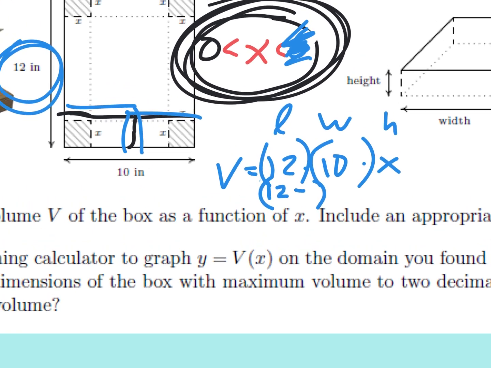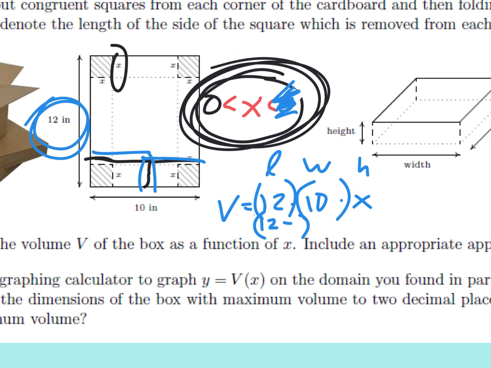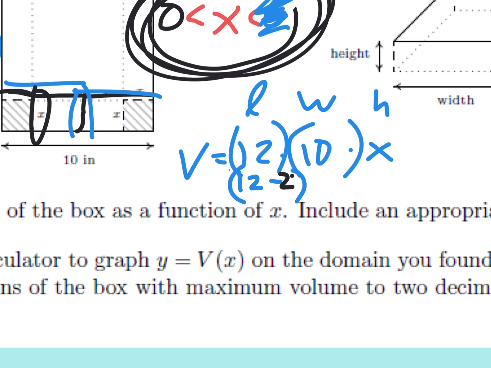12 minus, well, wouldn't you be subtracting x from both sides? Did anybody come up with 12 minus 2x? That's what I had. A few of you would have got it the first time. Hopefully many of you will get it the second time. The other side isn't 10. Talk to your partner about what it must be. 10 minus 2x, because you're subtracting it from both sides. And then the height is still x.